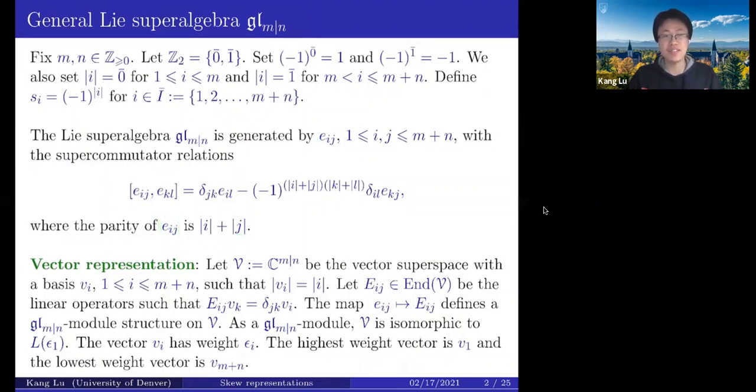So as usual, there is a vector representation. It's given by the vector superspace where the even space is C^m and the odd space is C^n. And you have these matrix units as usual, and you can define the module structure here.